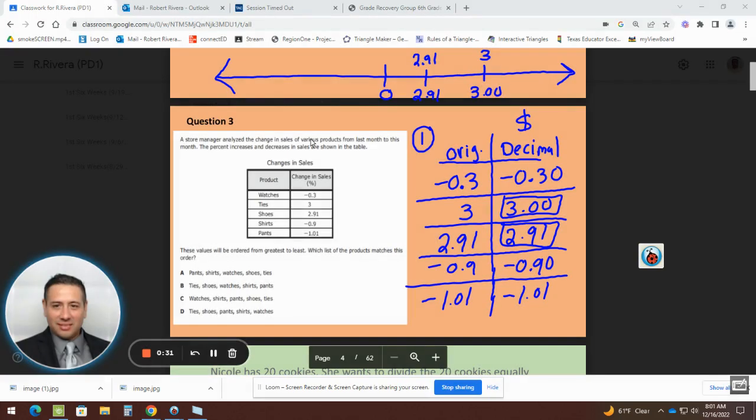So starting from 0, who would come out first? Negative 30 cents, negative 90 cents, or negative $1.01? Negative 30 cents, right? Put the original on the top, negative 0.3. Who would come up next after negative 30 cents? Negative 90 cents. Put the original on the top, negative 0.9. Who would come up next?